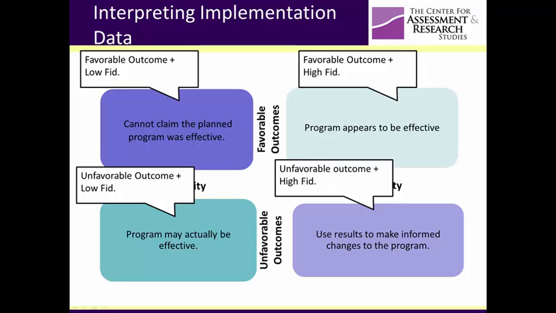And here I've just labeled these possibilities. So let's begin with a favorable outcome and low fidelity. In this case, students did well in the program, at least according to our measure. However, the program was not implemented as intended. Unfortunately, in this situation, we cannot claim that their performance was due to the program as it existed on paper.